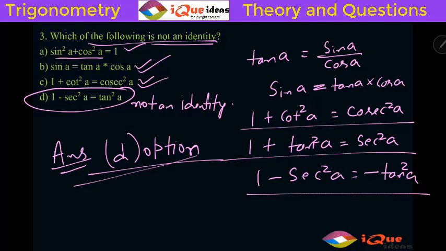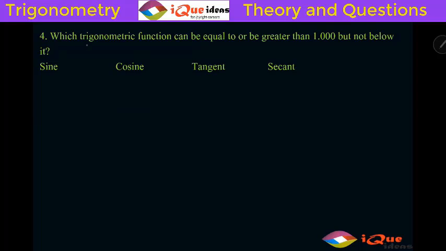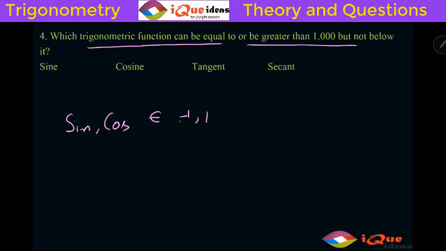Alright. Now the next one. Now this question again is related to the range of trigonometric functions or trigonometric values. Which trigonometric function can be equal to or greater than 1 but not below it? So if you remember, I'll write it here. Sine and cos both belong to the set of values from minus 1 to 1 inclusive of both. They cannot be beyond. Right. So they have to be less than or equal to 1. Can't be greater than 1. So in this case, which trigonometric function can be equal to or greater than 1 but not below? Right. So sine is wrong, cos is wrong because they have to be below 1.